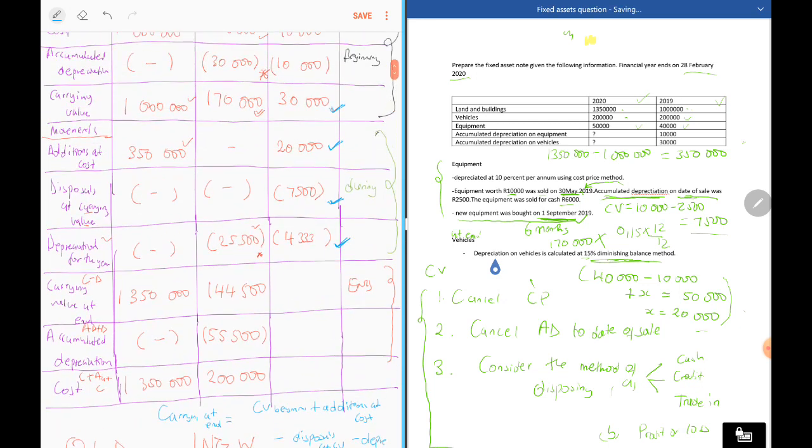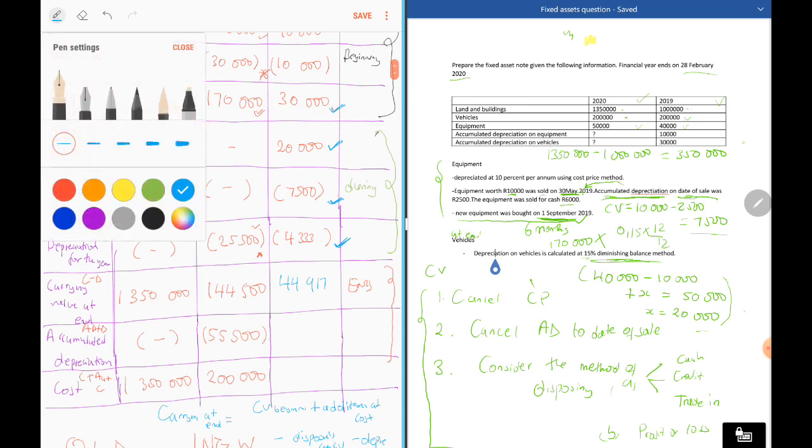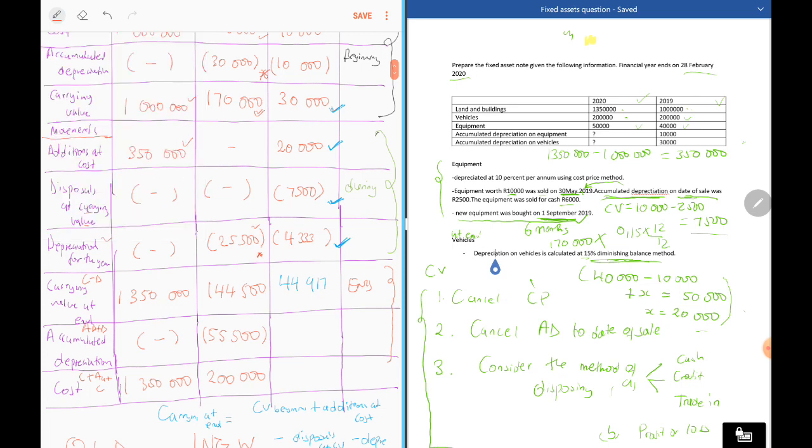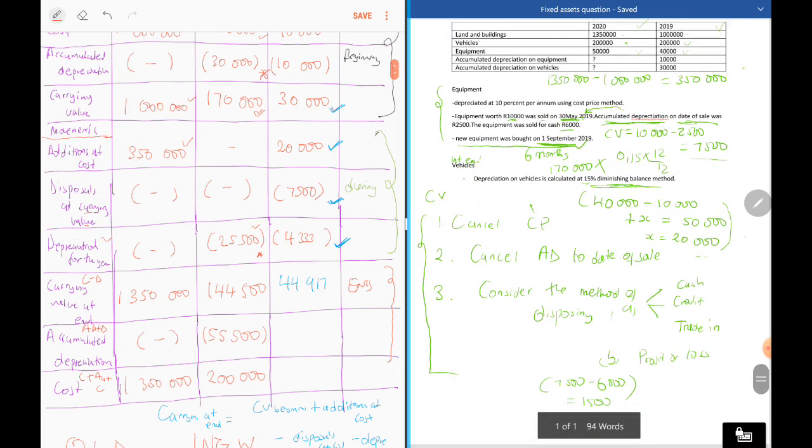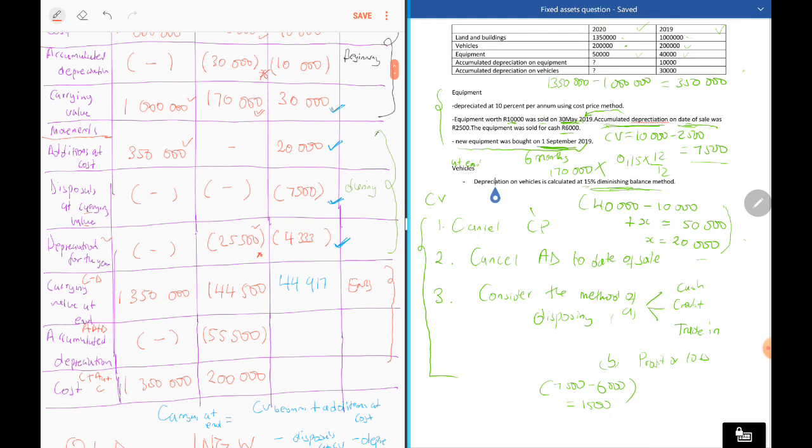So it's 50,000 minus 7,500 minus 4,333. You get 44,917. Right, and then your accumulated depreciation, it's simply what? It's simply your depreciation for the year. Because you disposed an asset here, it's going to be your depreciation for the year plus accumulated depreciation at the beginning. Subtract the accumulated depreciation of the asset that we sold.